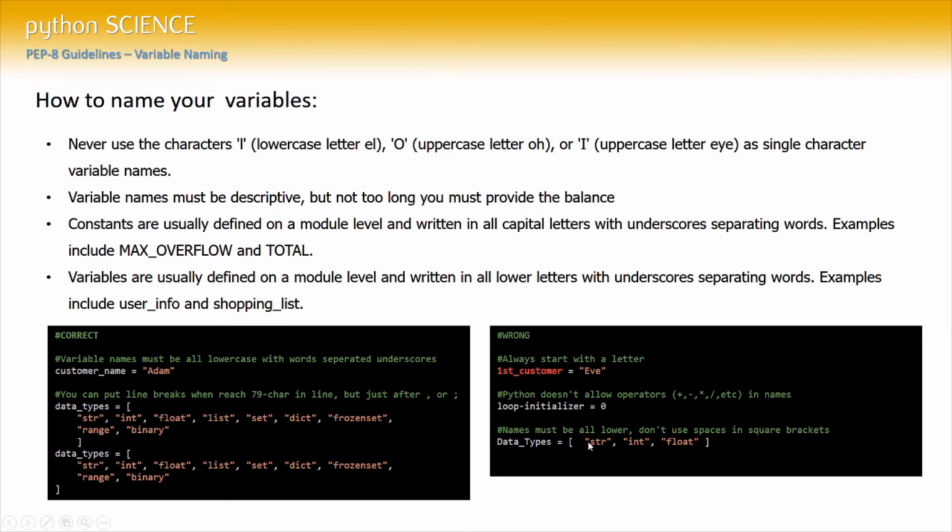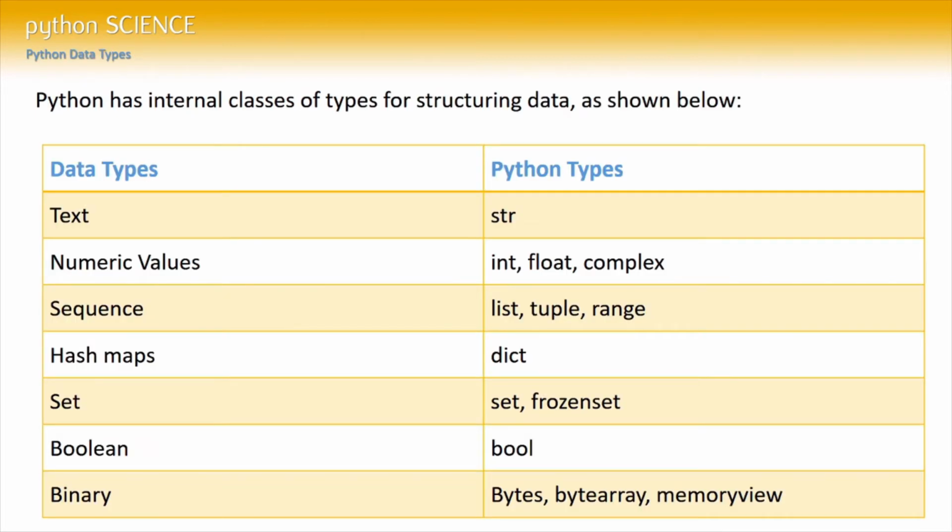Another thing, do not put spaces after the square brackets or any other brackets that you have. Do not put spaces between these things. You can put spaces after a comma, but otherwise do not use spaces for anything. We are going to see all of the spaces in our coding examples. In Python, we have different data types that correspond to real data types in our life. Python has internal classes for structuring the data.